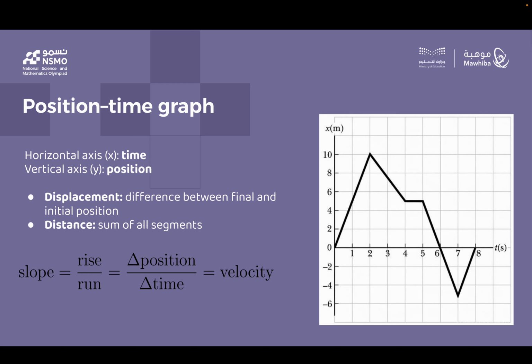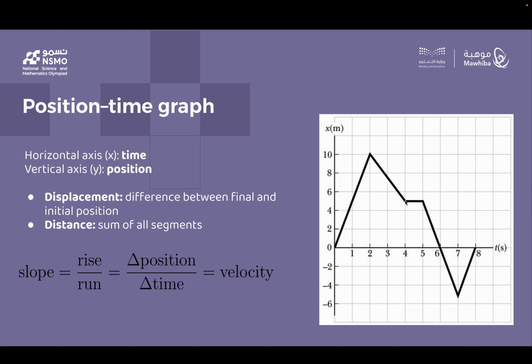Next, we can find the distance as the sum of all of these different segments here. For example, during the first segment, the object traveled 10 meters in 2 seconds. And then in the next 2 seconds, it moved 5 meters backwards. After these 2 segments, the displacement would be 10 meters minus 5 meters, equal to 5 meters. But for the distance, we have to add them. So the distance will be 10 meters plus 5 meters, equal to 15 meters.